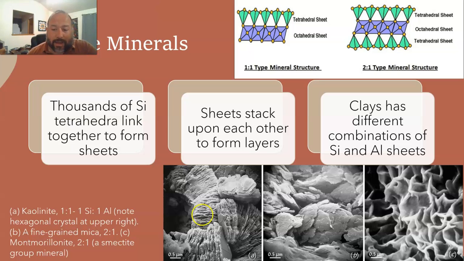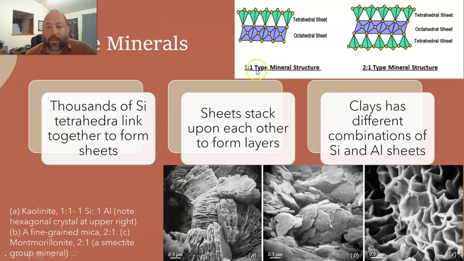In terms of mica, which is this one in the middle, you have a 2-to-1 ratio. So it's going to be a top silica layer, an aluminum layer in the middle, and then another silica layer. Merilionite, which is a type of smectite, is also 2-to-1, and you can have all sorts of different combinations of the silicon and aluminum sheets. You can have 0-to-1, 1-to-1, 2-to-1. There's all sorts of different combinations.